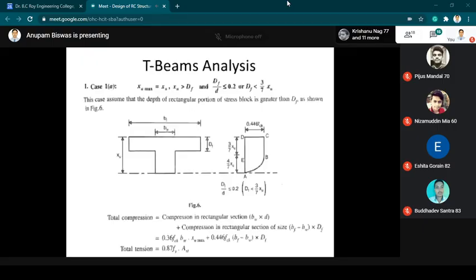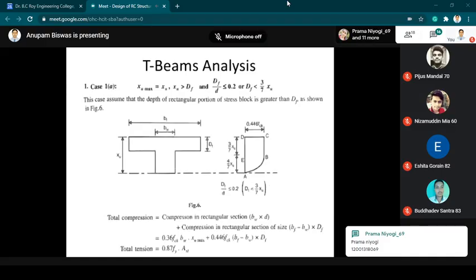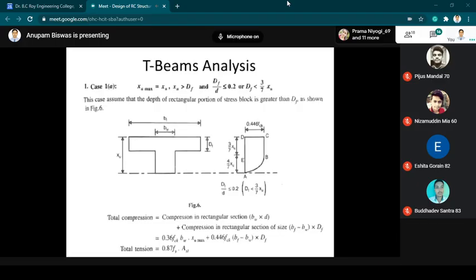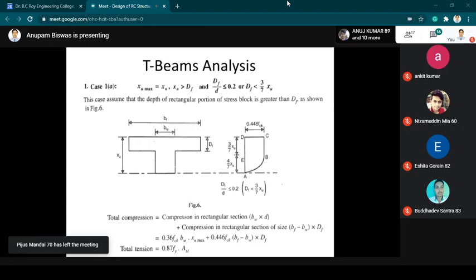BW into D, the compression of the rectangular section for the first segment, and also the compression of the rectangular section of segment 2, that is (BF minus BW) into DF. As we have divided our section into two portions, segment 1 and segment 2, both segments have to be considered for calculation of compression. That is why total compression comes as BW into D plus (BF minus BW) into DF. Okay, I hope everyone is getting this.